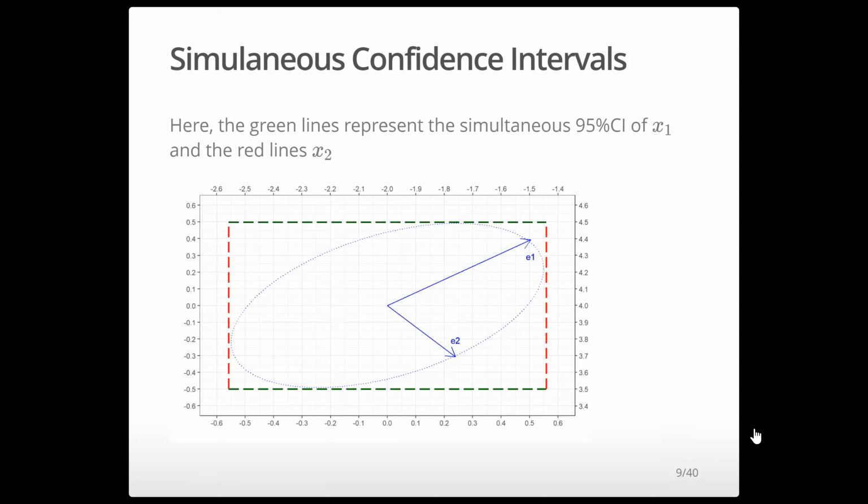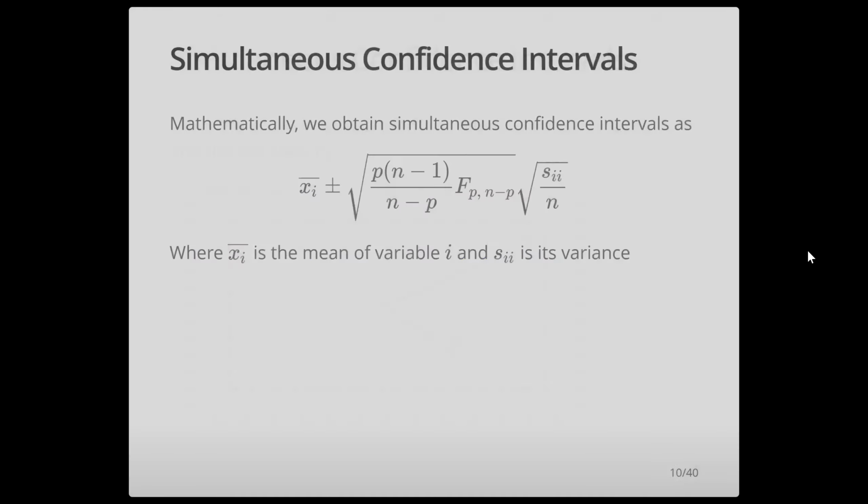And so here, this is visualized. The green lines represent the 95% confidence interval of x1, and the red lines of x2. So we see the first variable would go from a little higher than negative 2.6 to about negative 1.45. We can represent this mathematically with this formula. Note that we only really need the x bar of our variable and the variance. So we don't need the covariance actually for this.